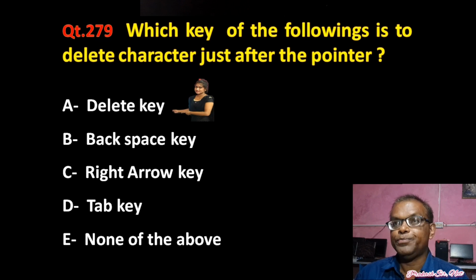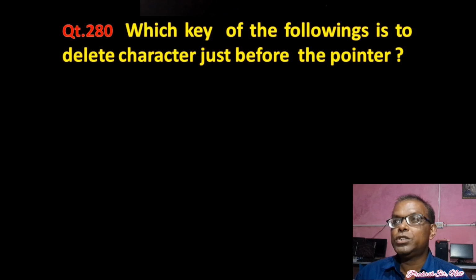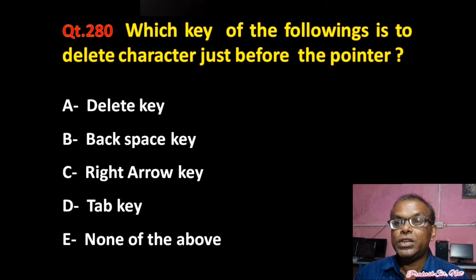Then question number 280 is, which key of the following is used to delete character just before the pointer? In my previous question, I told you to delete the character after the pointer, which can be done with the delete key. But in this case, which key do you have to use to delete the character just before the pointer? The options are delete key, backspace key, right arrow key, tab key, and none of the above. The correct answer is point number B, that is backspace key. Backspace key can be used to delete the previous character of the pointer.